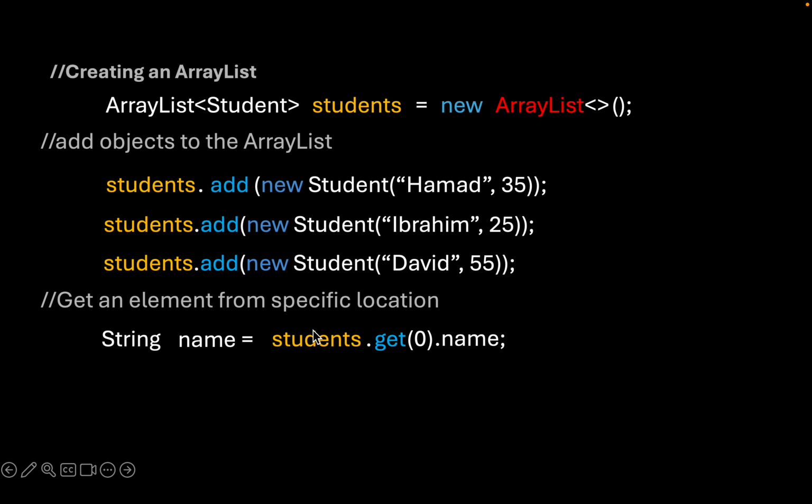Now, how can I remove an element from a location? Get will not remove it. It will just get me the data, but the element will stay in the array list. The next one we'll use is remove. We will completely remove it. So instead of having 3 elements, we'll have only 2 elements.